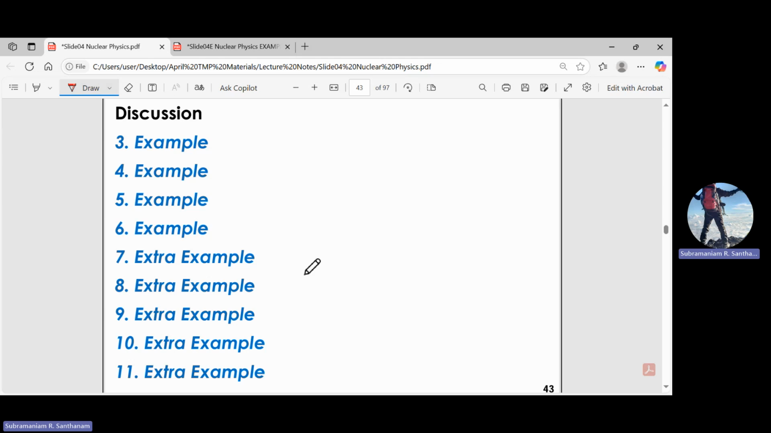This is 1U. The value of 1U, you go to the earlier slide and you will find it. Anything equivalent to 1U has this mass. C is the speed of light, 3 times 10 to the power of 8.